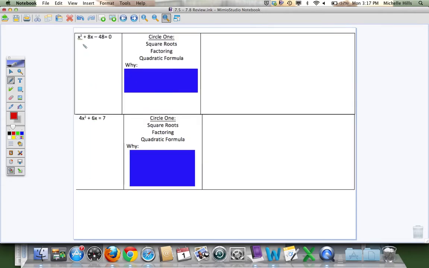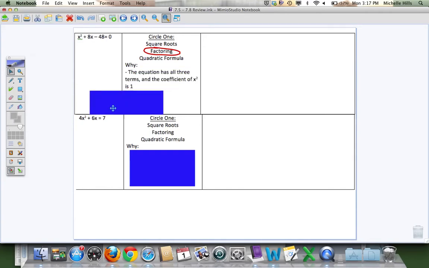When I look at this one, I see all three types of terms. The coefficient of x squared is positive 1, so I'm going to factor. Why? Because the equation has all three terms and the coefficient of x squared is 1. So to factor this, x squared plus 8x minus 48 equals 0. I'm looking for numbers that multiply to give me an answer of negative 48. So 1 and negative 48, negative 1 and positive 48, etc. But add to give me a sum of positive 8.